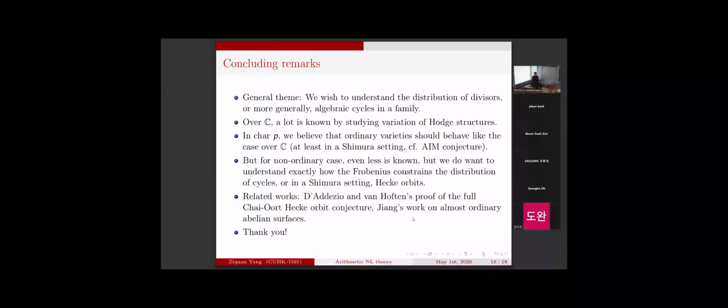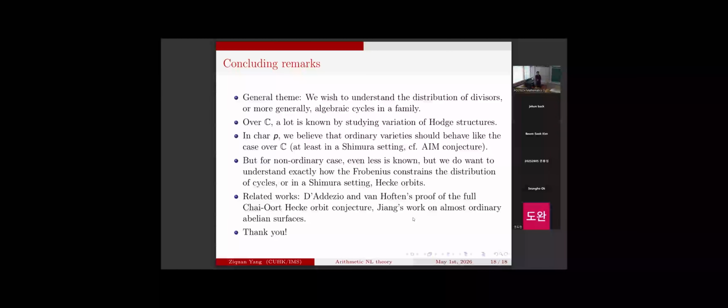Is there any reason why you expect this Hecke orbit will be dense in these contexts? Well, I guess I wasn't in that workshop, so I didn't know what they were thinking about. But I would guess that their intuition is that this is true over C, and in the ordinary case, things should behave like C.